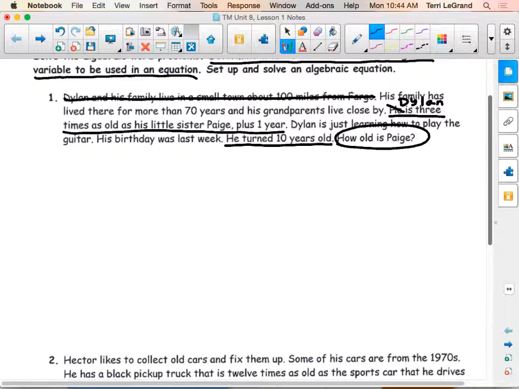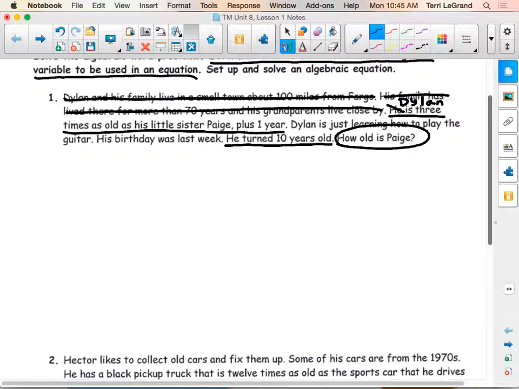How about the fact that his family has lived there for more than 70 years and his grandparents just happen to live close by? Do we need that 70 in our problem? No. It's nice that they've gotten to be in the same town for a long time, and that grandma and grandpa live close by. That's kind of cool, but it really doesn't matter in the picture of Paige's age. Well, then we'll skip over the sentence we underlined that we think is important.